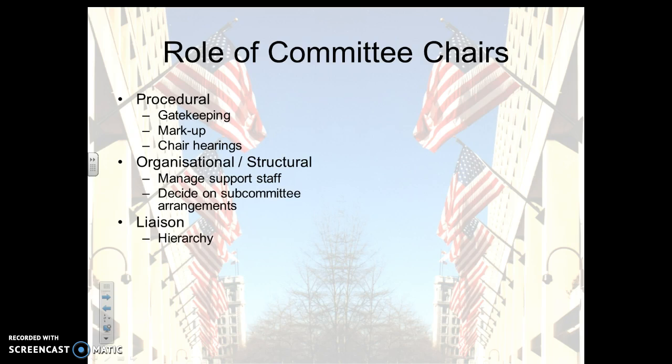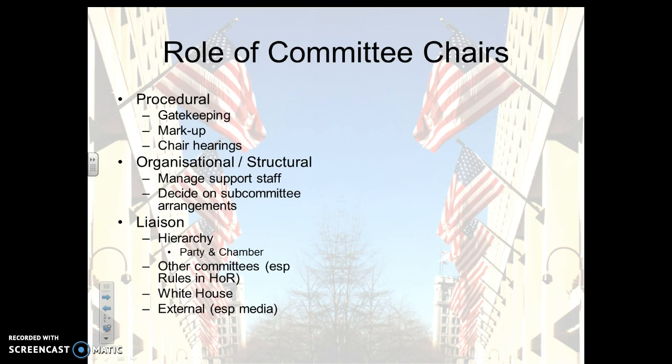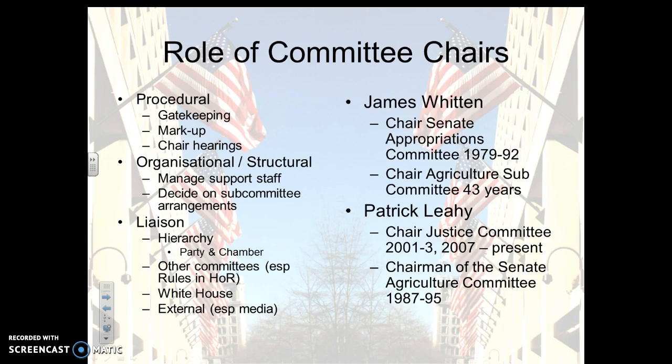and then they're responsible for liaising both with the hierarchy, with the officers of the Senate, party and chamber, with other committees, especially rules in the House of Representatives, and of course the White House. They're also responsible for external liaison, and that puts them in a position of tremendous authority.